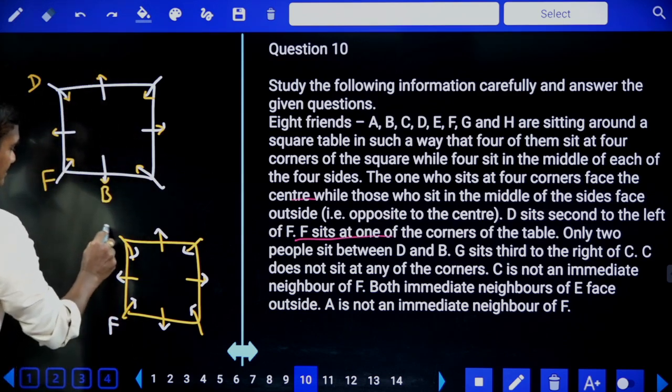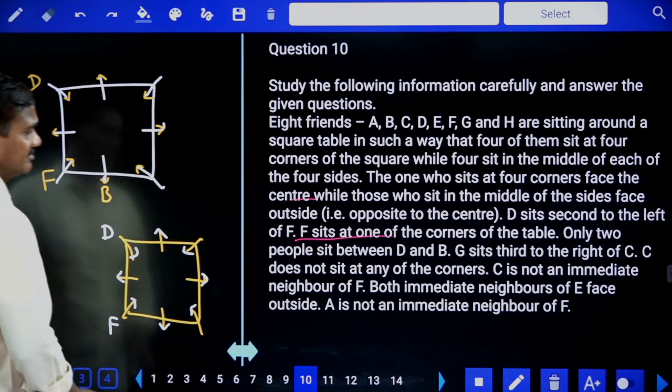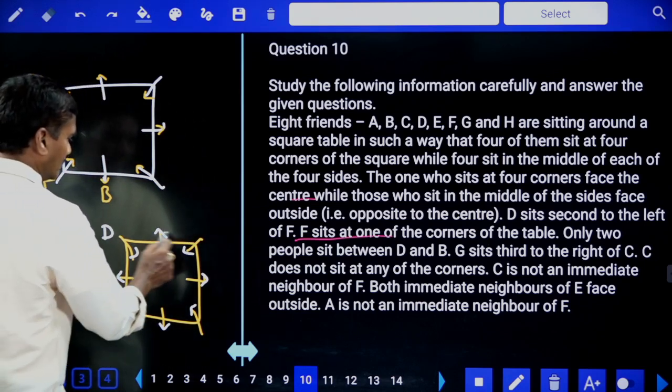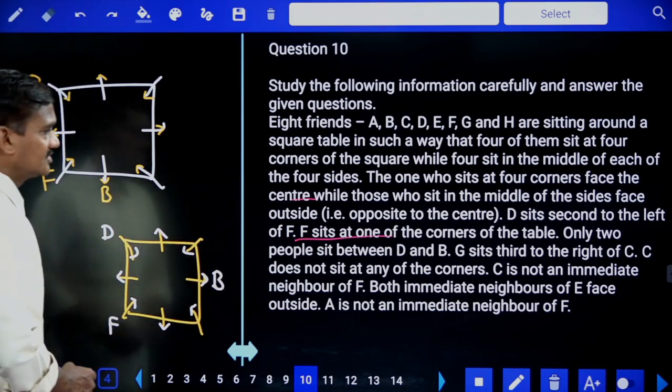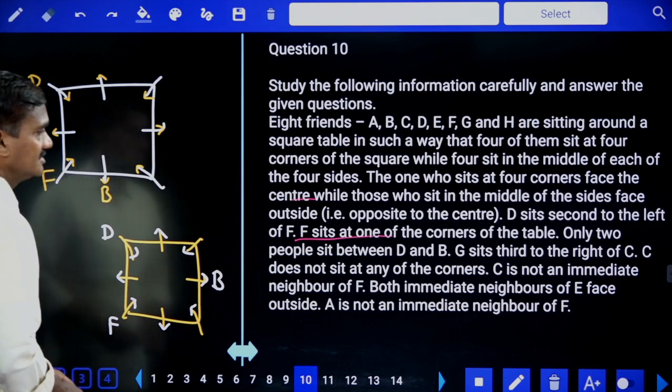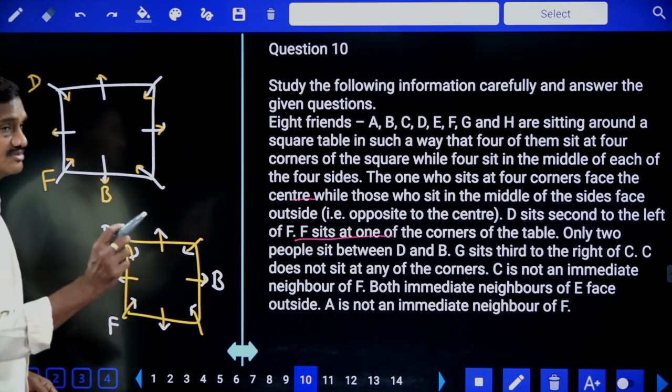And D sits second to the left of F. And next one, only two people between D and B. 1 2, B will be here. B ఎక్కడైనా ఉండచ్చు. And G sits out to the right of C అన్నాం. G is out to the right of C. C does not sit at any one of the corners. And C must be at the center.